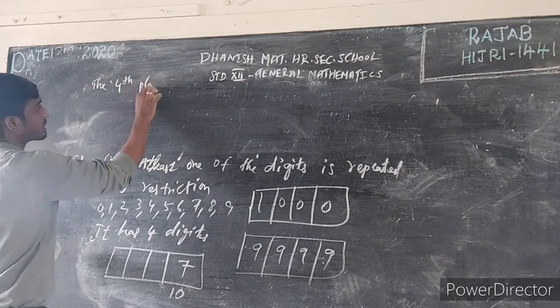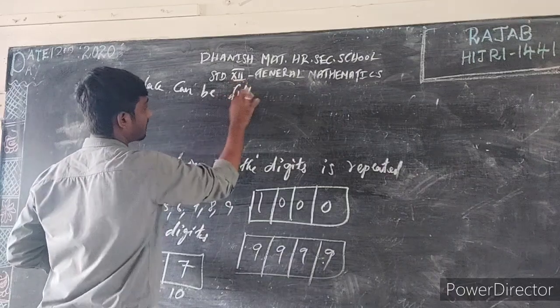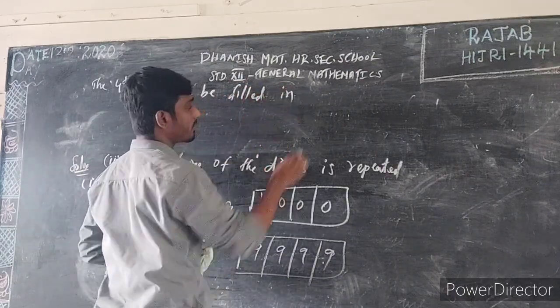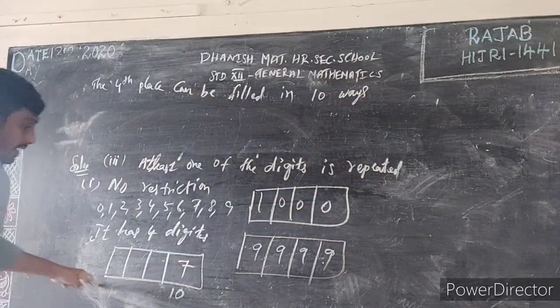The fourth place can be filled in how many ways? That is 10 ways. How many ways? That is 10 ways, because we are having 10 ways here.